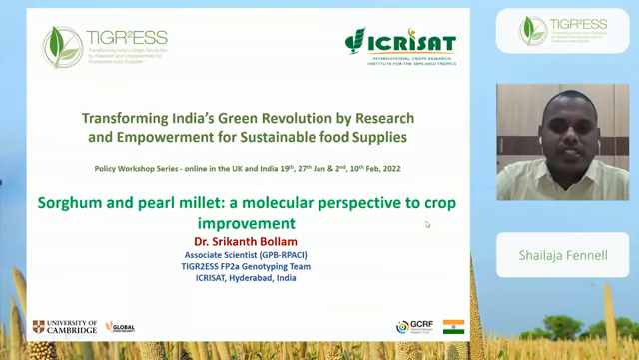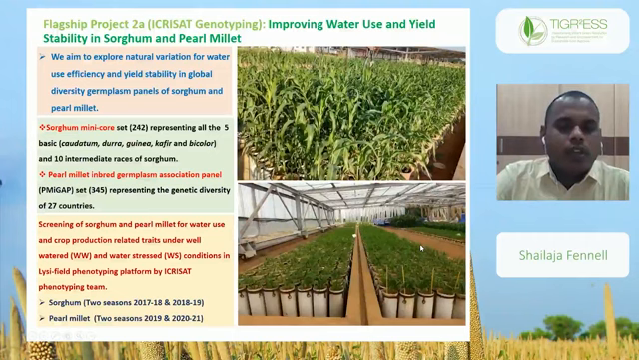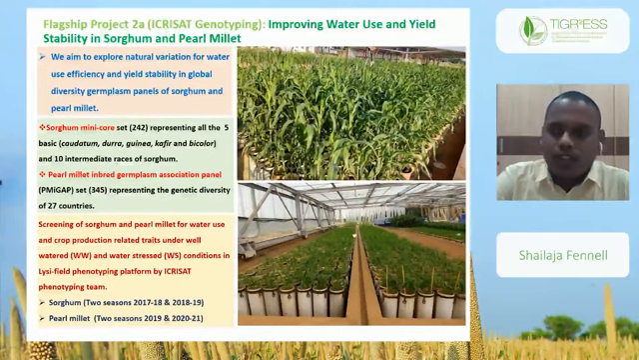So today I'll be presenting the molecular perspective to crop improvement in terms of sorghum and pearl millet. Our ultimate aim is to improve the water use and yield stability in sorghum and pearl millet. To achieve that, we aim to explore the natural variation for water use efficiency and yield-related traits in global diversity germplasm panels of both sorghum and pearl millet.